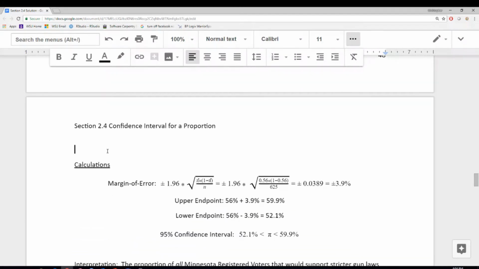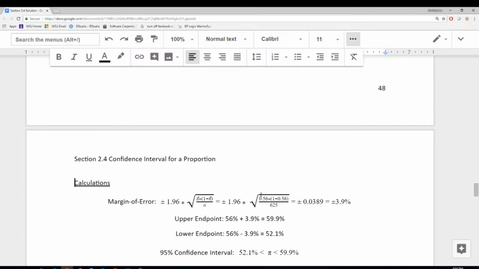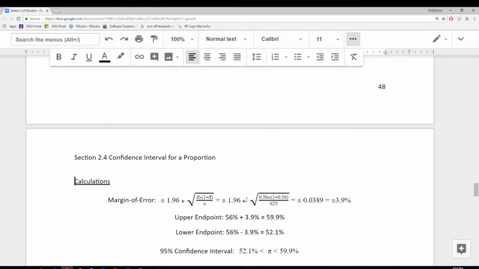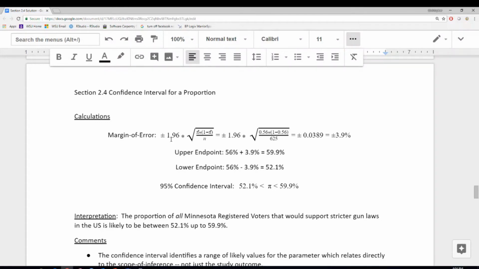Okay, how about the calculations then? Well, the calculations are fairly straightforward. Once you have the formula, we know that the margin of error is going to be positive 1.96 times that standard error, and then the corresponding negative 1.96 times that standard error. So if we just plug and chug the numbers in here, again, the pi hat quantity is at 56%. I need to multiply that by 1 minus 0.56. And then I divide that entire quantity by 625, take the square root of it, and multiply it against 1.96. And when I do that, I get plus or minus about 0.0389, which I've rounded to plus or minus 9%.